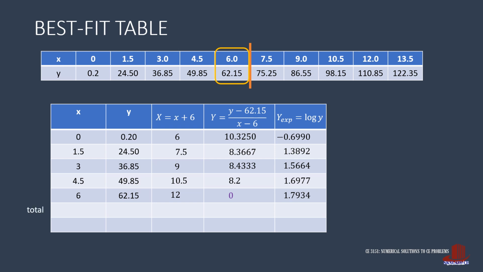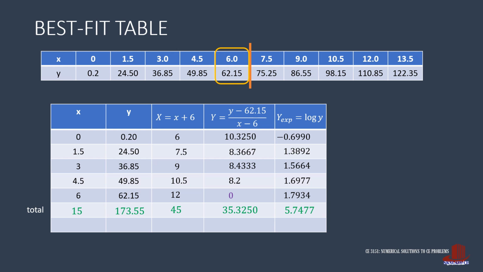The next step is to take summations of each column. Total x is 15, while total y is 173.55. Capital X has a total of 45, then capital Y is 35.325. And lastly, y for exponential curve is summed up to 5.7477.